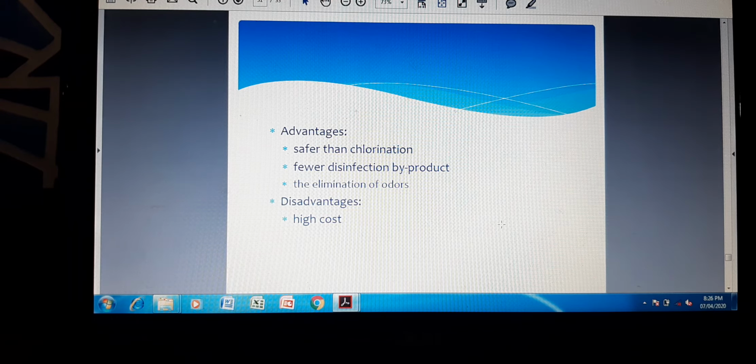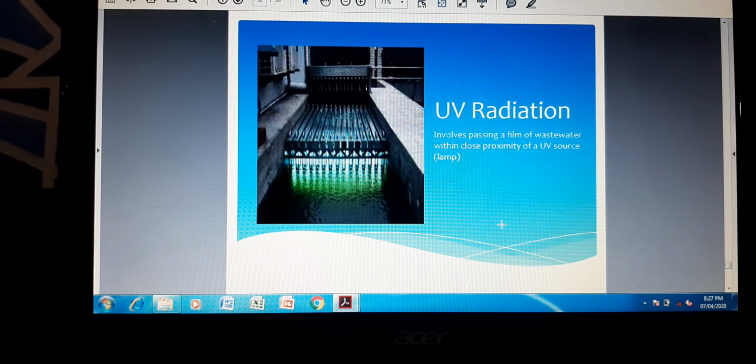The advantage is that it is safer than chlorination. It has fewer disinfection byproducts, and the elimination of odor is the most important advantage of ozonation. The disadvantage is high cost. As compared to the other methods, it has a high cost. Okay. Now the UV radiation.